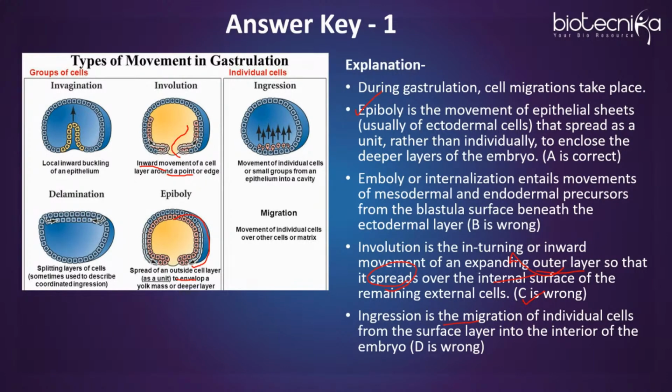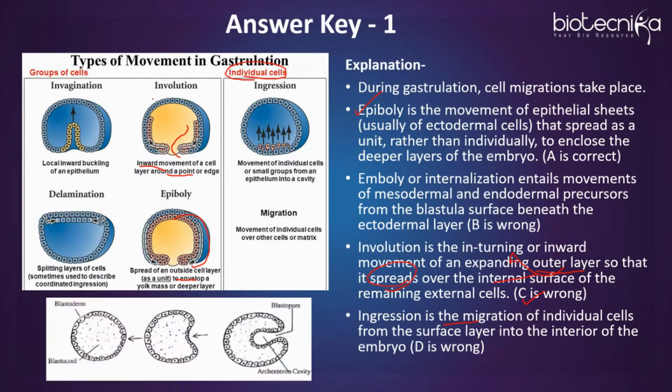And ingression, as you can see, is individual cell movement, whereas epiboly, involution, invagination are all migration of cells as a unit. Together they will migrate. But ingression is migration of individual cells from the surface layer into the interior of the embryo. So can you see here, these are the cells which have become independent. They have come out as small groups from an epithelium sheet into the cavity of the embryo.